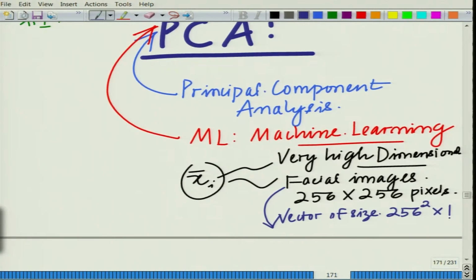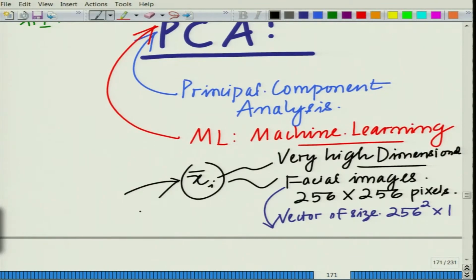So, if you take the pixels of the image, put them column wise, this 256 cross 256 image, it will be a vector of size 256 square cross 1, that is 2 to the power of 8 square, 2 to the power of 16 cross 1. So, you can see it is a very large vector, which means the data is going to be multidimensional and dimensionality is very high, right. In this machine learning application, the dimensionality can be very high, not just very high, it is extremely high.